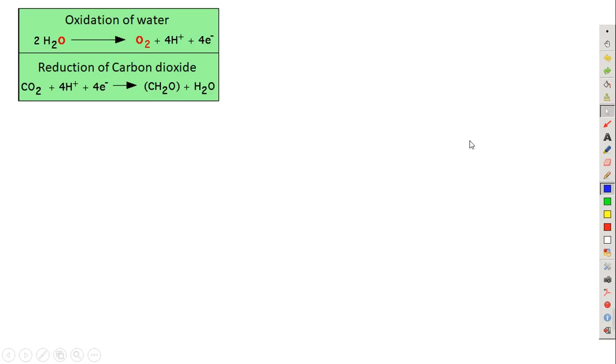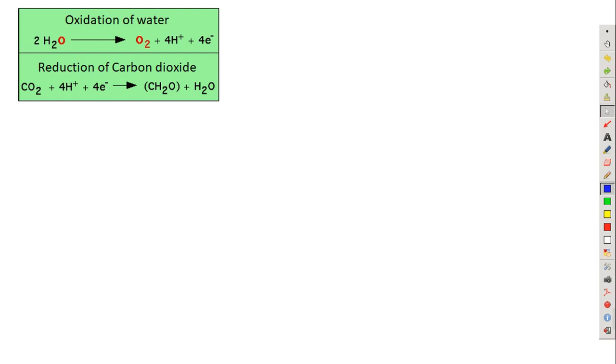Okay, so let's do the first recap. We've got our 2 small equations. We've got the oxidation of water and the reduction of carbon. What you need to understand is that photosynthesis can be summed up with these two reactions. What is photosynthesis? It's two things. It's the oxidation of water and it's the reduction of carbon dioxide. So this is something you can write, first line of your conclusion.